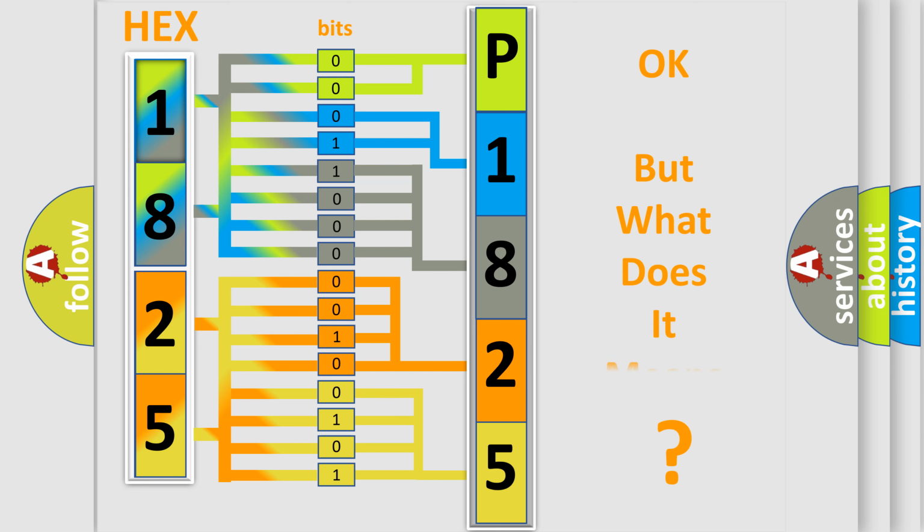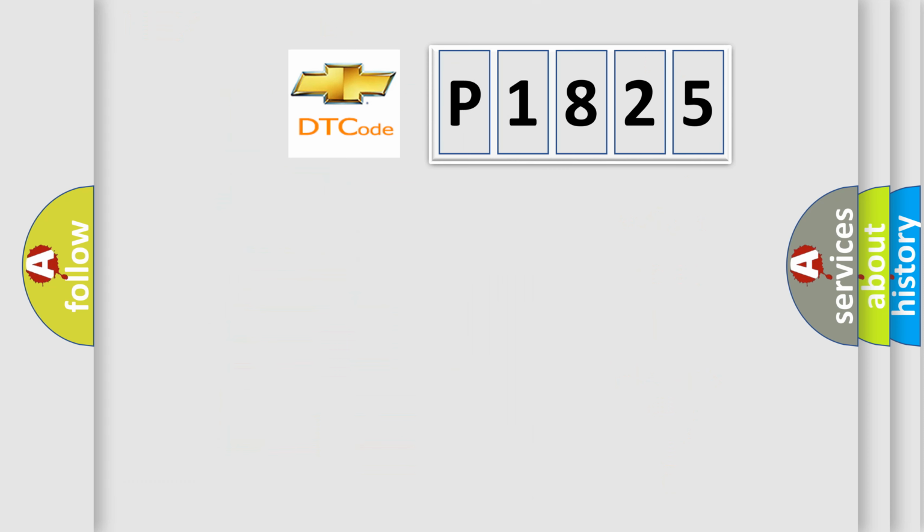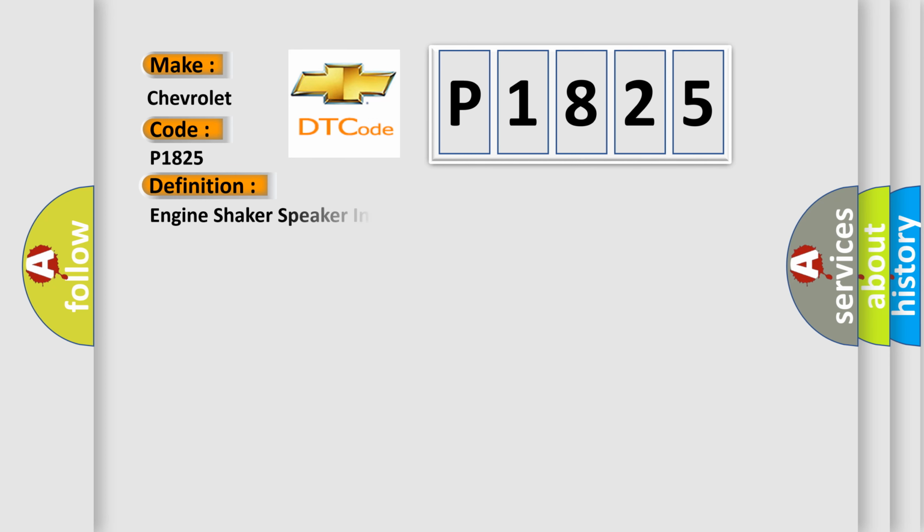The number itself does not make sense to us if we cannot assign information to what it actually expresses. So, what does the Diagnostic Trouble Code P1825 interpret specifically for Chevrolet car manufacturers? The basic definition is engine shaker speaker input, performance or incorrect operation.